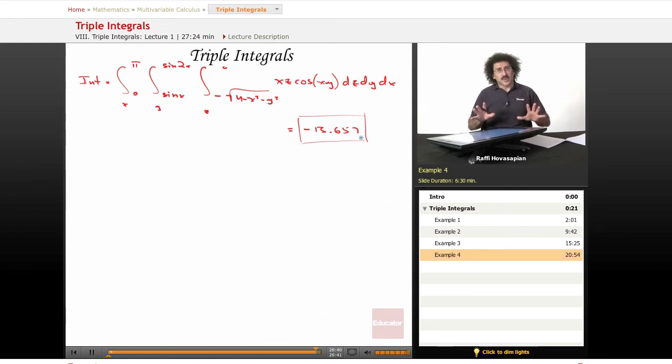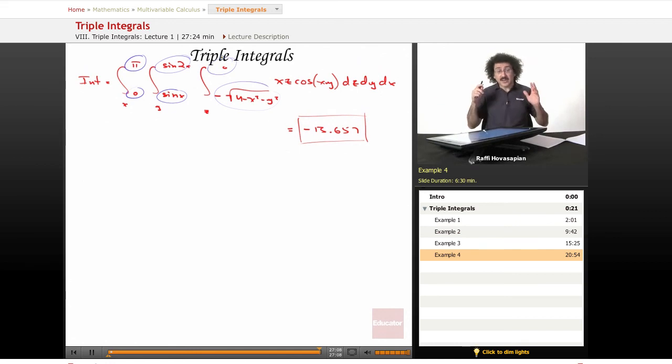Again, perfectly valid number. So when you're doing these integrals, this is what you want. You want to be able to construct the integral. You're going to integrate along x, you're going to integrate along y, and then you're going to integrate along z. 3 things. You need to be able to choose these limits. That's what's important. The rest is just integration.